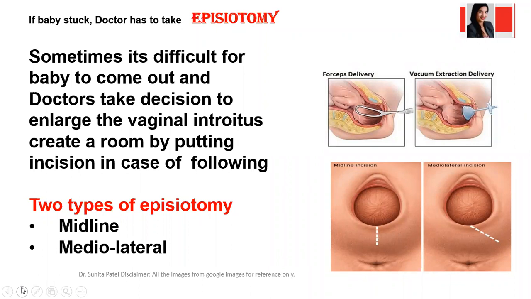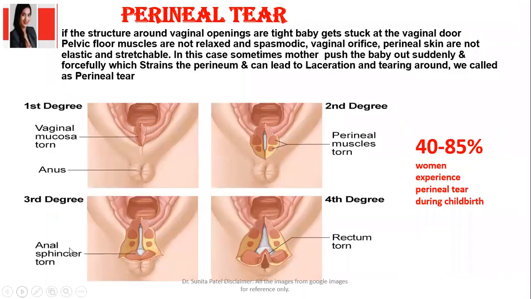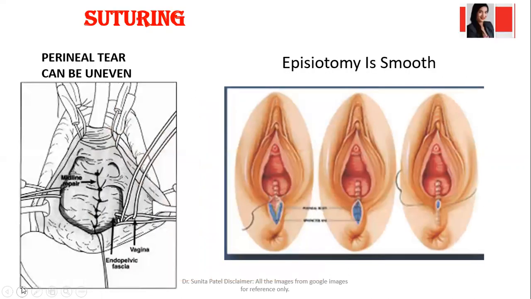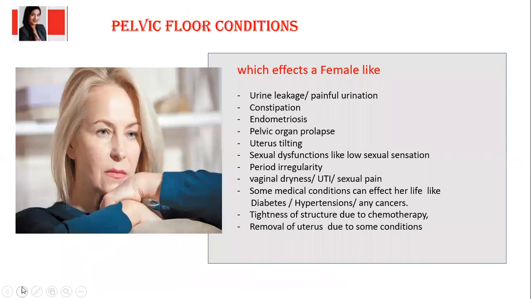Sometimes the baby gets stuck, and the doctor has to make a cut into the muscles. And sometimes it is not only a cut, there can be a tear of those structures. You can understand this is a separation of the muscle. The muscles attached at the center get separated, and the incidence is very high. 40 to 85% of females going through childbirth experience a perineal tear. So it is very important that we give postnatal rehabilitation to our females.